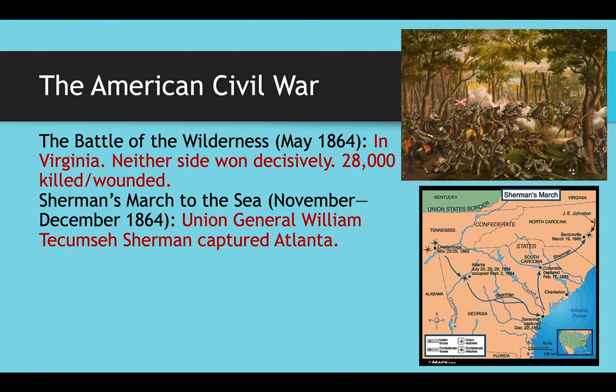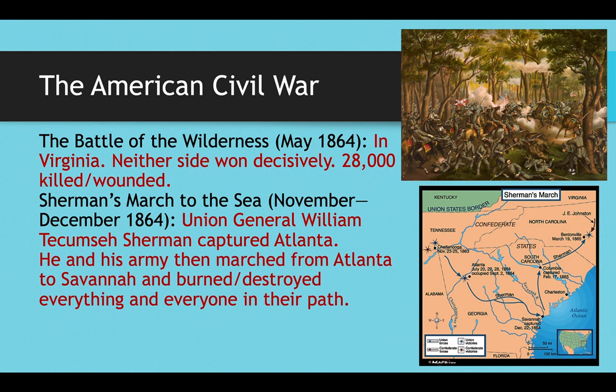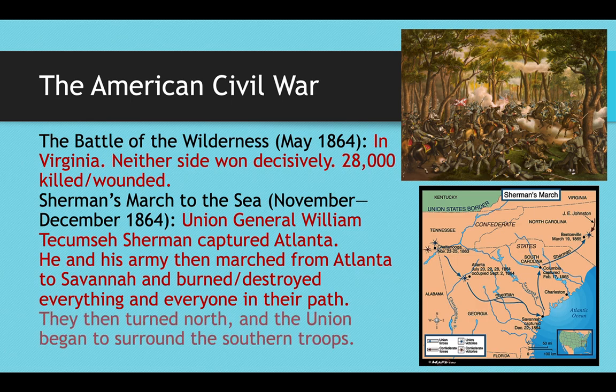Then you have Sherman's March to the Sea, in which Union General William Tecumseh Sherman captured Atlanta, burned Atlanta, and then marched from Atlanta to Savannah, burned and destroyed everything in his path, from farms to homes to railroad tracks, pulling them up and tying them around trees so that Confederate trains couldn't run. He and his army were able to basically scorch Georgia from Atlanta to Savannah, and then turn northward to the Carolinas in order to meet Lee's troops in Virginia. So this was very cruel, but it was also very effective.